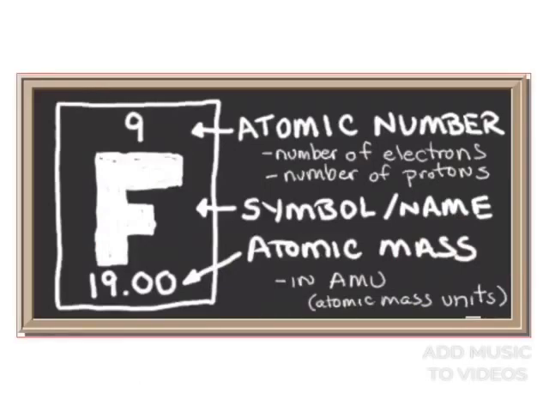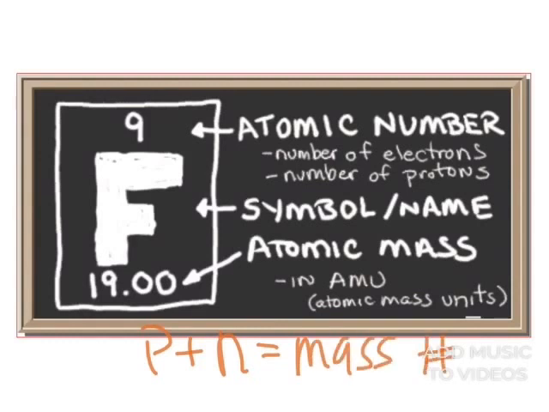I talked about this a little bit in the last video, but it's important to know what is inside these different squares. The number at the top is the atomic number, which is also the number of electrons and protons. The number at the bottom is the atomic mass. If you round this number, you get the mass number, which remember is the number of protons plus neutrons. So to find the neutrons, you just subtract the protons from the mass. And then, of course, here in the middle is the symbol. This is fluorine.